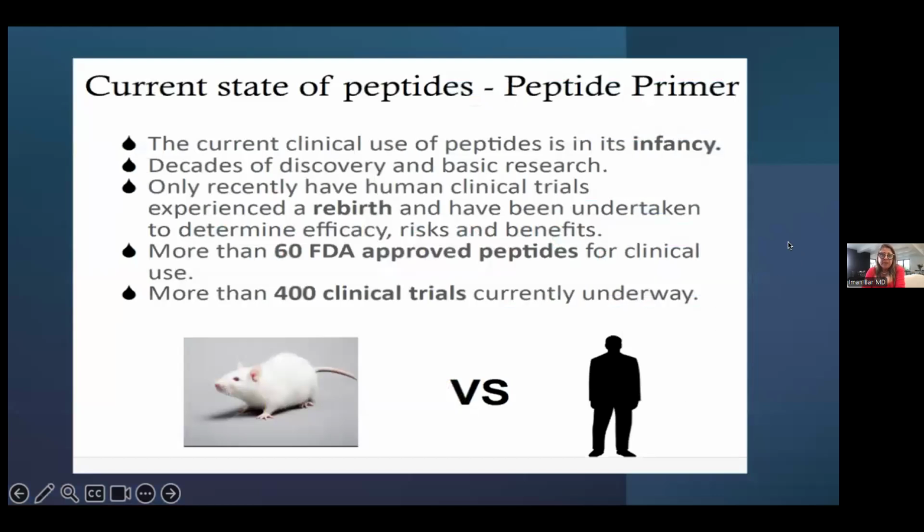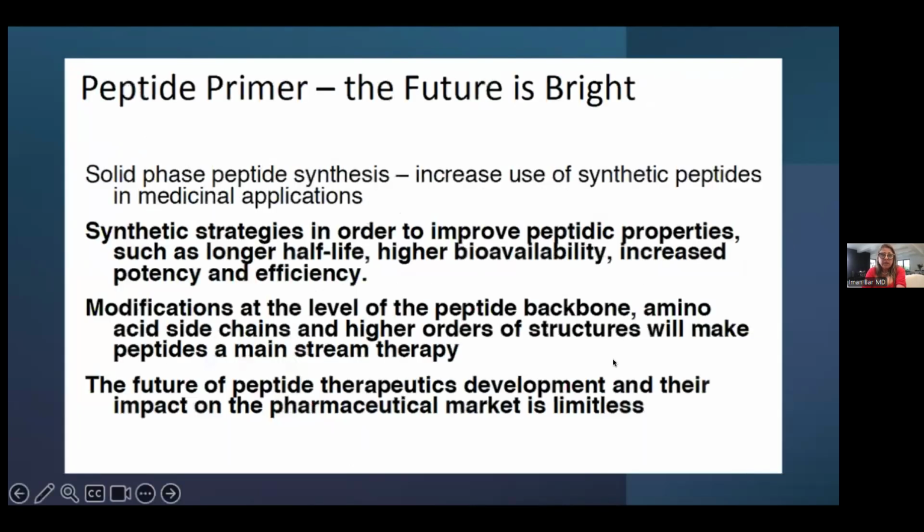So the clinical use of peptides is in its infancy in Western medicine. Most Western medicine docs do not know much about peptides, and they think most of the studies have been done in mice, but not in humans. However, there are over 400 clinical studies out there, and a lot of them, you can do Google Translate at this point.